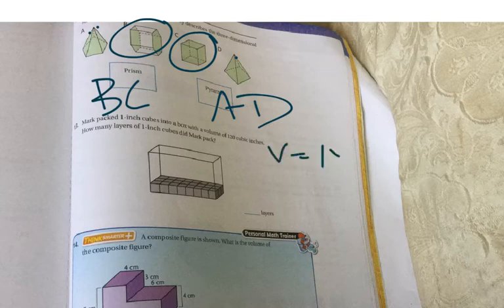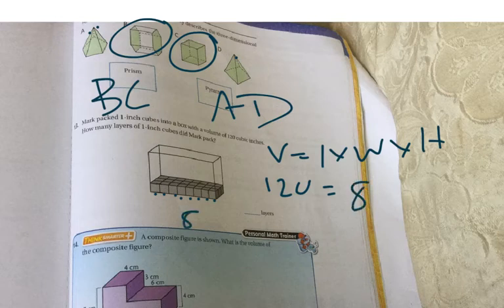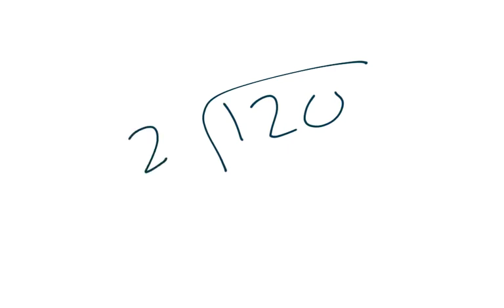So volume would be length times width times height. I know that the volume is going to be 120. I know that the length is 8, and I can see that the width, it's really hard to see in this picture. I'm going to look in my book. It looks like the width is 3, so that would be 24. So 120 divided by 24, which I hope works out, or I lied to you.